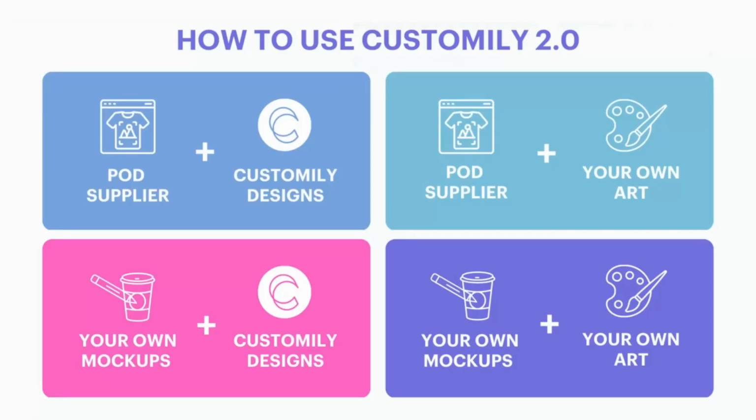So we can say that there are 4 different paths you can explore with Customily 2.0. You can work with a print-on-demand provider who has its own product catalog and add a design from Customily's library to that product. This is the fastest path, the one that allows you to have published products ready to sell in minutes. You can work with the print-on-demand provider, but choose to add your own designs to their products. In this case, you will have to populate your design library before being able to publish products on your store.